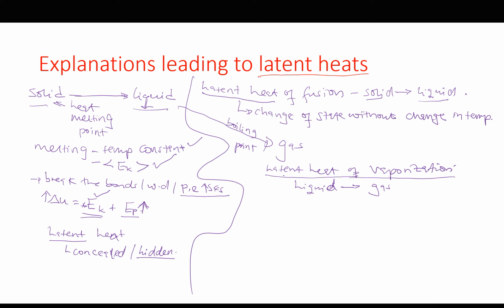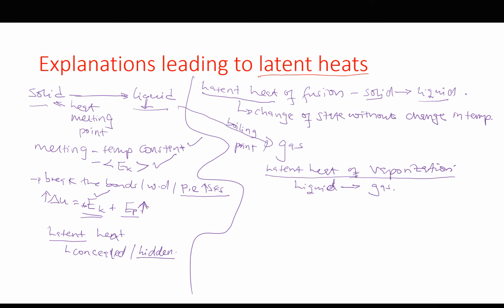So that's why we are still calling it latent heat. There is no change in temperature, but there is a change of state from liquid to gas, giving it the name latent heat of vaporization. So that amount of heat required to change a liquid to a gas without changing temperature is going to be called the latent heat of vaporization. That amount of heat required to change a liquid into a gas at constant temperature is what we are going to call the latent heat of vaporization.